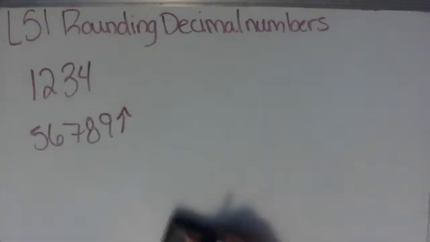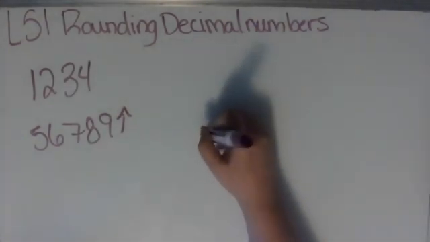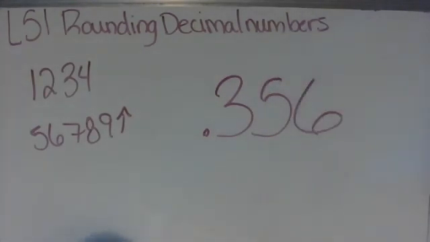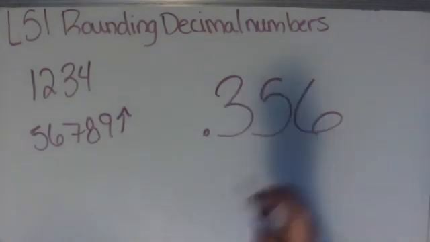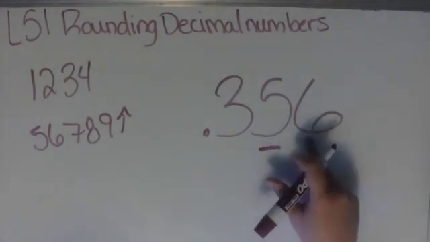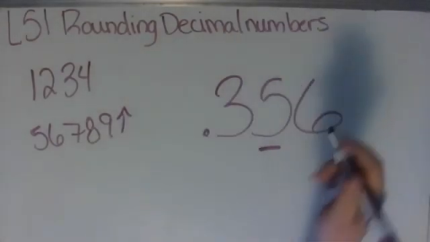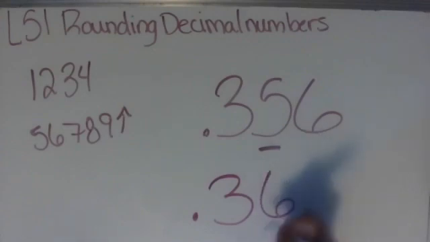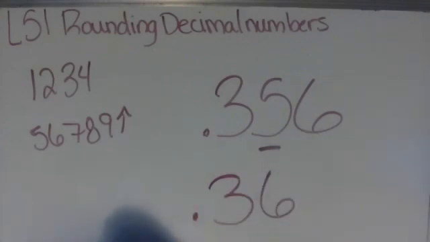Again, let's say you're asked to round to the nearest hundredths column. So this is 356 thousandths, and you're asked to round to the nearest hundredths column. Your first job is to find your hundredths, which is here. You look to the right of it, which is 6. 6 tells you to round up. So this turns into 36 hundredths.